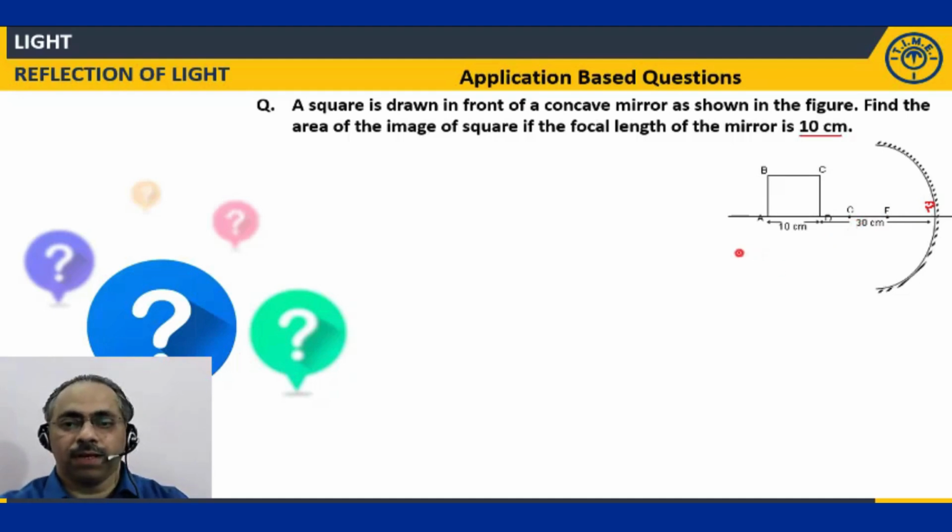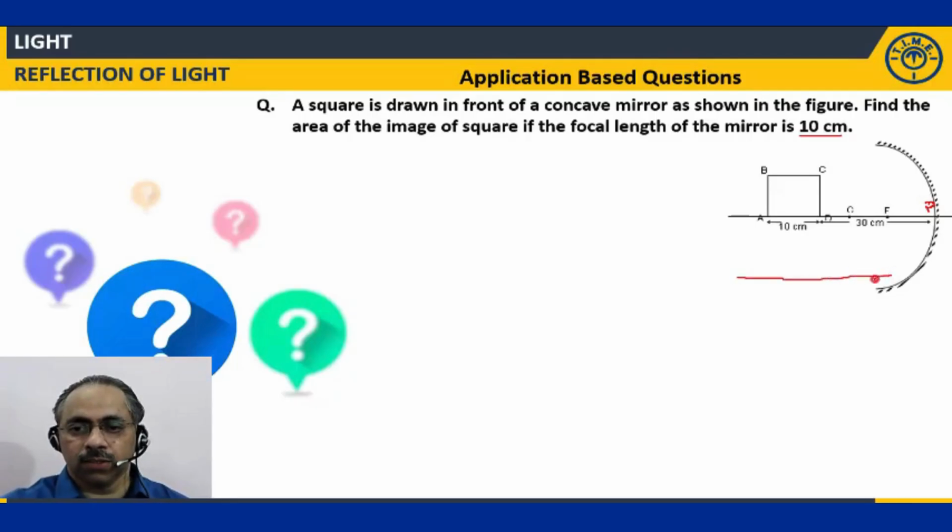Fine, but now if you consider carefully, where is the image of AB formed and where is the image of CD formed? As AB is far away compared to CD, the image of AB will be closer to the pole of the mirror. So let me draw a structure like this. Assuming that this is the principal axis and here is the P, I will get the image of AB over here. Let A dash be the image of A and B dash be the image of B.